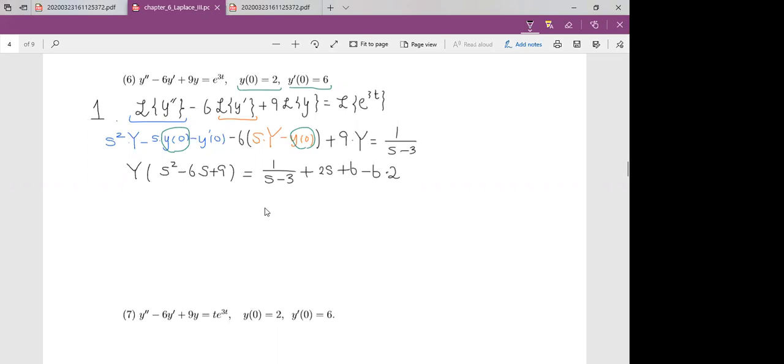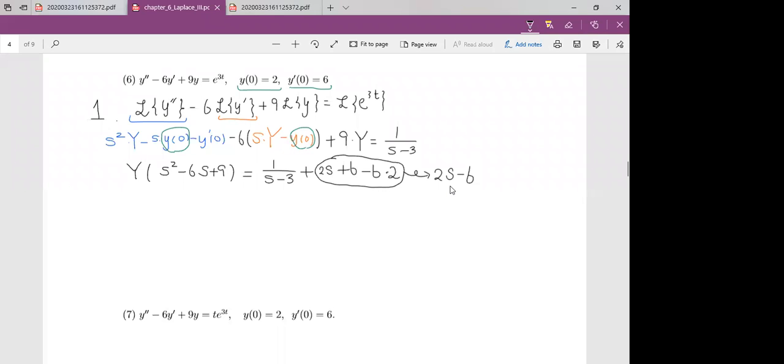It's time to pause to take a look at this right-hand side. This right-hand side is quite long, 1 over s minus 3, and some expression. Let's simplify this a little bit. This guy is 2s plus 6 minus 12, 2s minus 6. Good. So basically we have 1 over s minus 3 plus 2s minus 6 in the right-hand side. So eventually, you will solve this for capital Y and then take inverse transform.